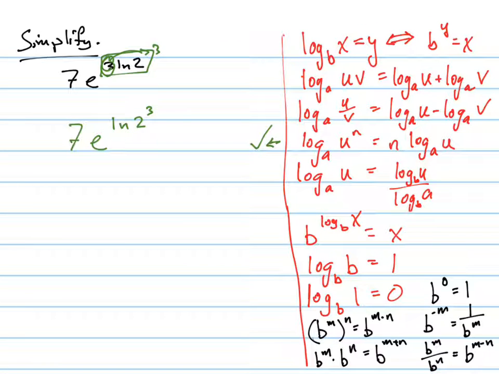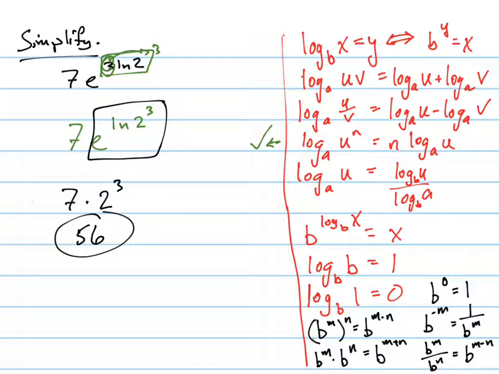So there I've written some more to clean up some of the properties on the right so you can see all of them. So this property right here, basically what would happen to this is those would just cancel and I would just get 2 to the third. So this is just 7 times 2 to the third. And 2 to the third, of course, is 8. And 8 times 7 is 56. So your answer is just 56 for that one.